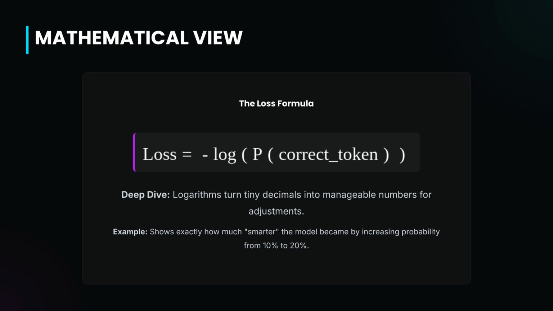The mathematical view of the loss formula shows that logarithms turn tiny decimals into manageable numbers for parameter adjustments. This formula shows exactly how much smarter the model became by increasing the probability of a correct token.